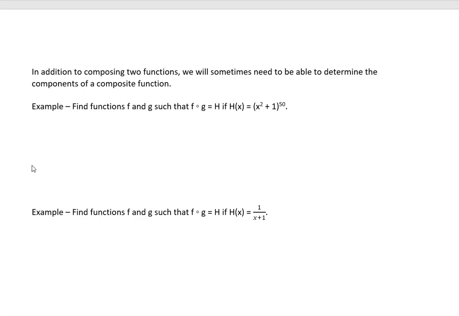We're going to pull that expression out and replace it with an x, and then that's going to be our other function. So let's look at an example, because I think it's easier to understand if we just look at an example.